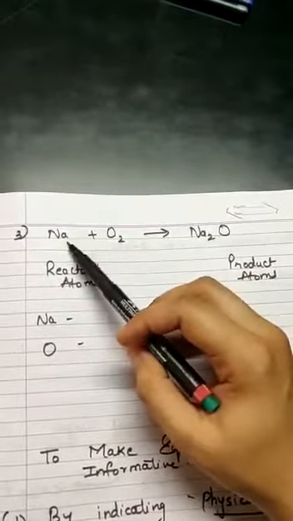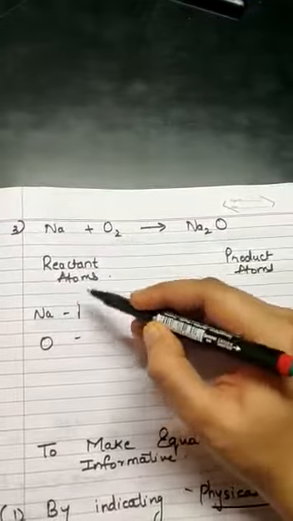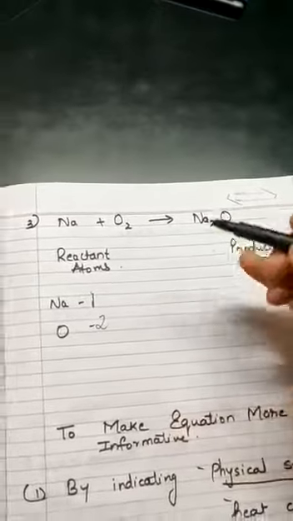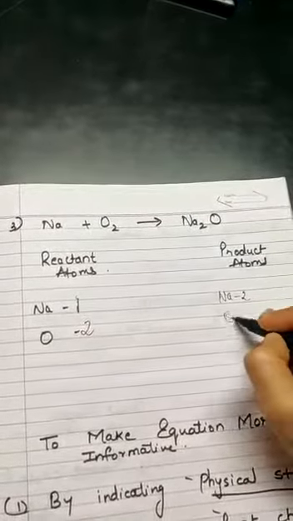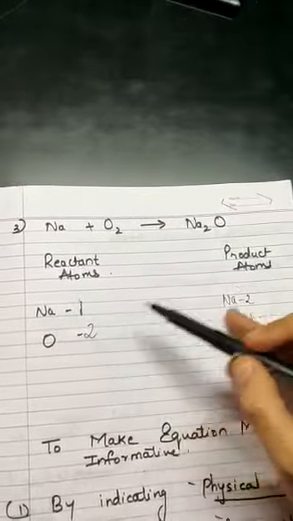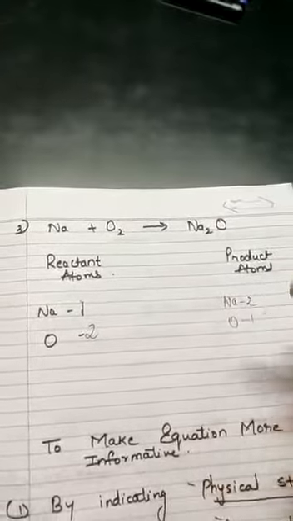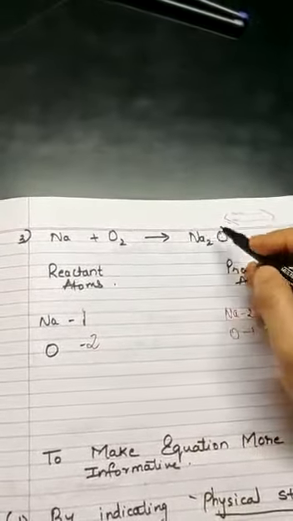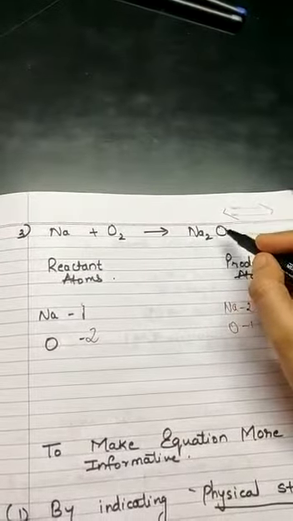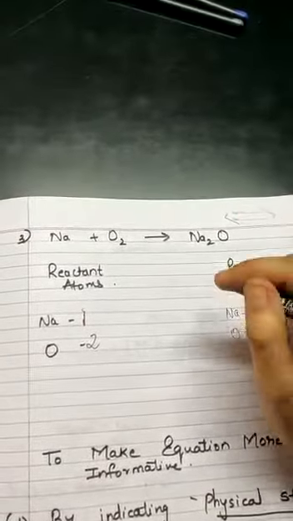So here you can see sodium. Sodium we have 1 in reactant, oxygen we have 2. Whereas here, if we see, we have 2 sodium and oxygen 1. So it is quite opposite to each other. We need to balance this. So what can we do? The same protocol, let's apply over here. We can't write Na2O2. There is no such molecule like that.